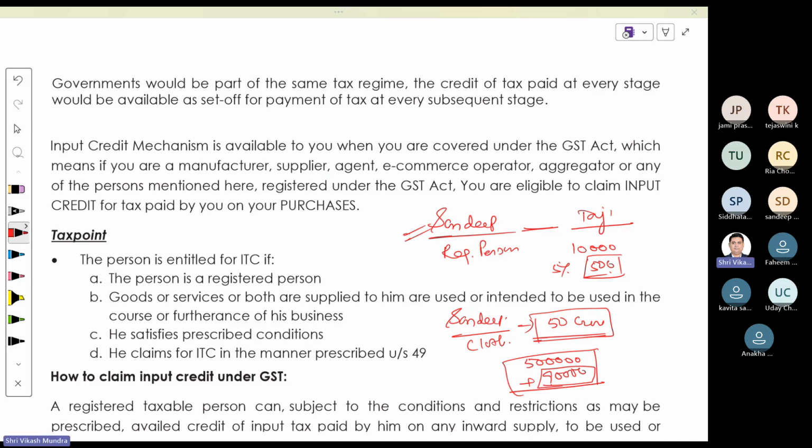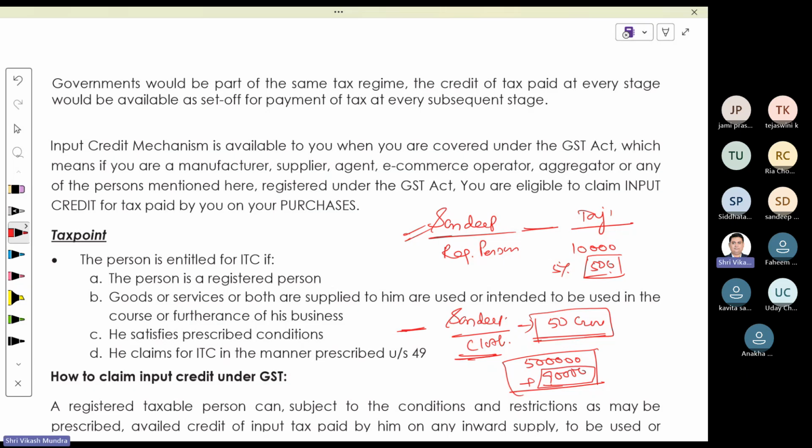Dear students, same line of business is not the criteria. Since Sandeep is engaged in the business of cloth, he is paying a bill for audit services. He is not in the same line of business. Still, this 90,000 ITC can be claimed, subject to other conditions.